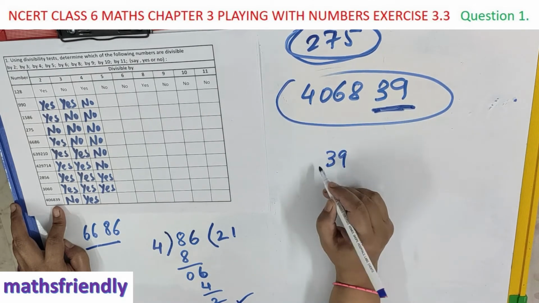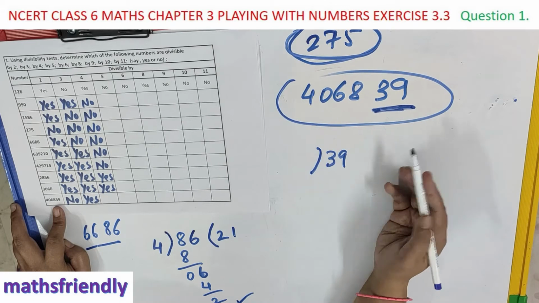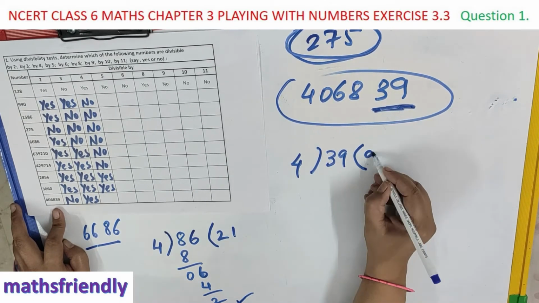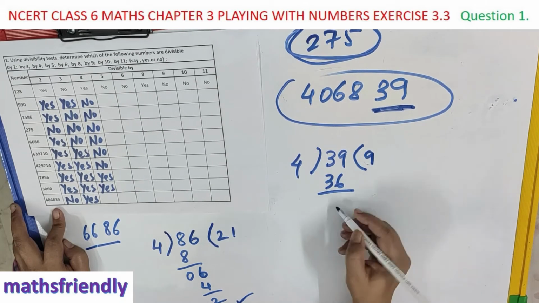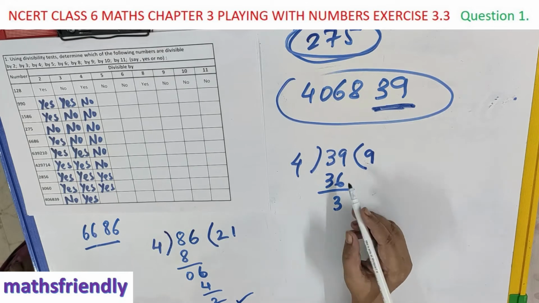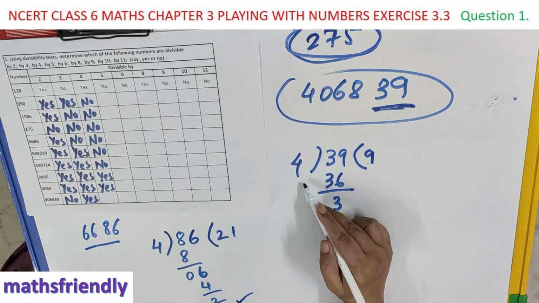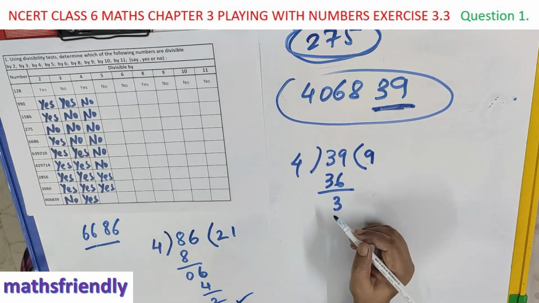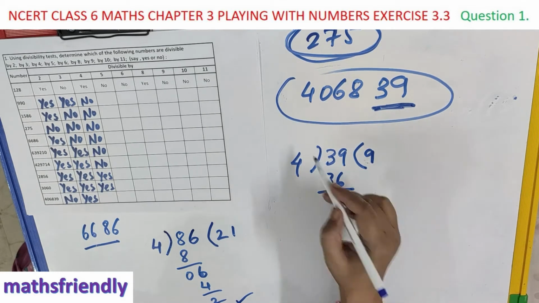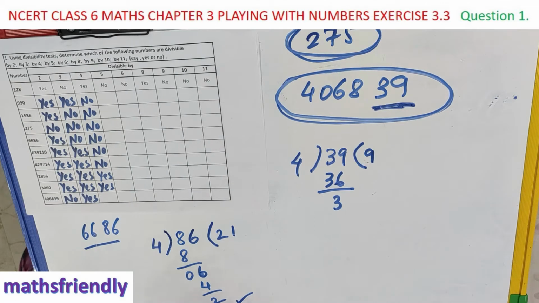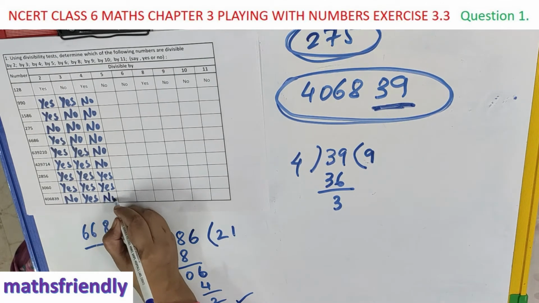So we will check the last 2 digits. Is it divisible by 4? See, 4 nines are 36. 3 is the remainder. It means 39 is not divisible by 4, because we are getting a remainder. The remainder is not 0. So 39 is not divisible by 4. It means the number itself is not divisible by 4. So not divisible, we will write no.